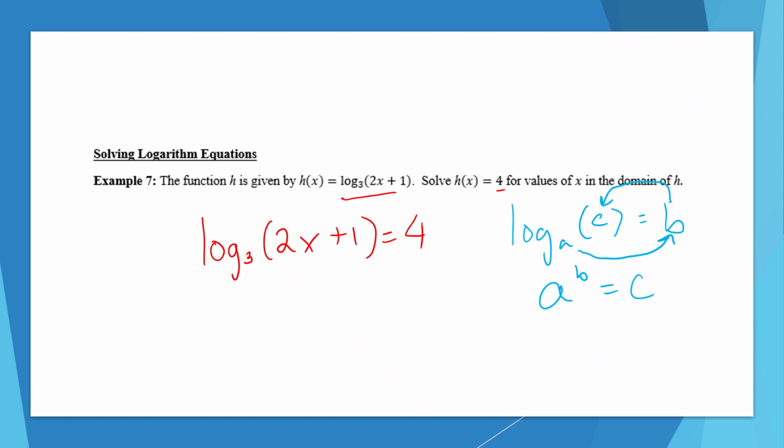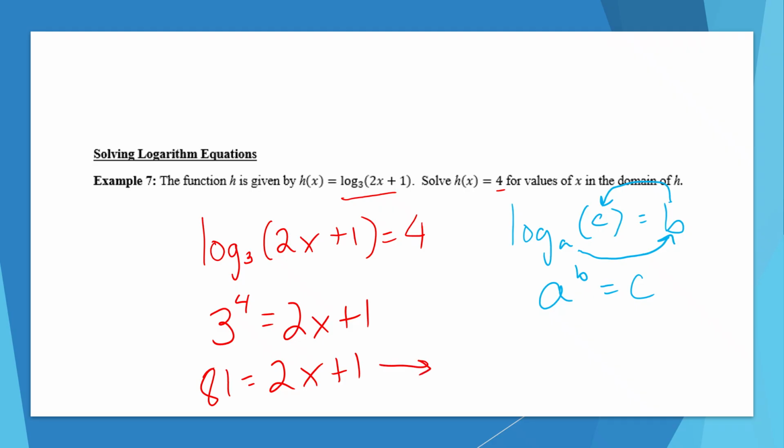Now we need to convert from logarithmic to exponential form here. So we are going to do 3 to the power of 4, and then we are going to set that equal to 2x plus 1. 3 to the power of 4 is 81. This would be something that AP would probably expect you to know or to do by hand without a calculator. Then we're going to subtract 1 from both sides and then divide both sides by 2 to get 40 equals x. And this should be our answer for example 7.